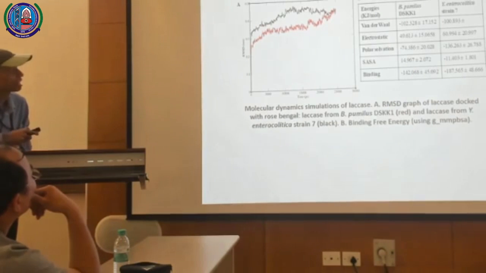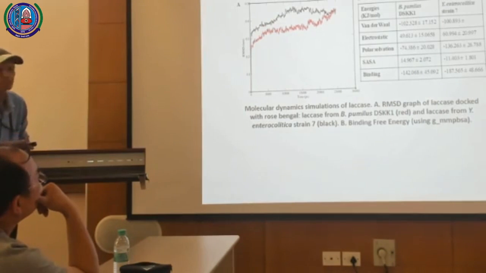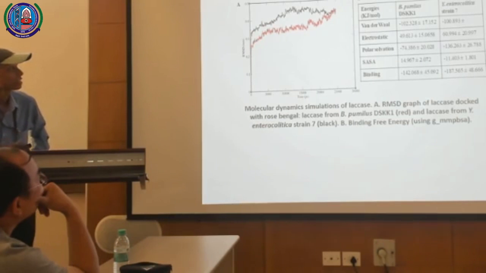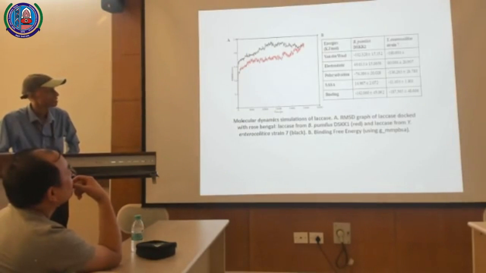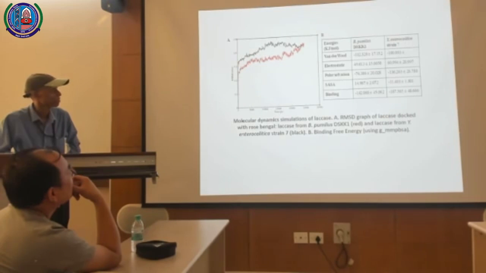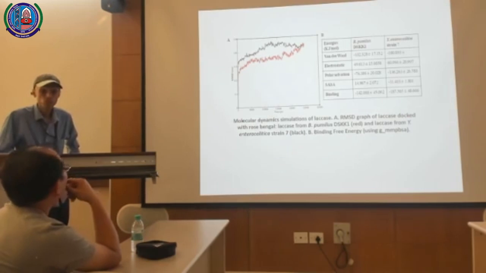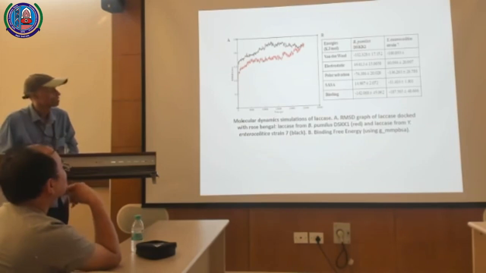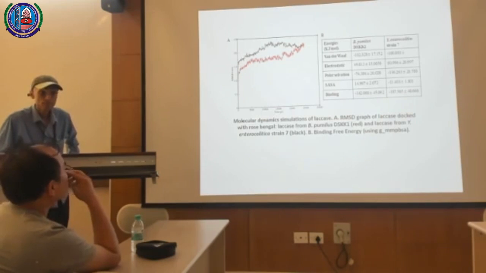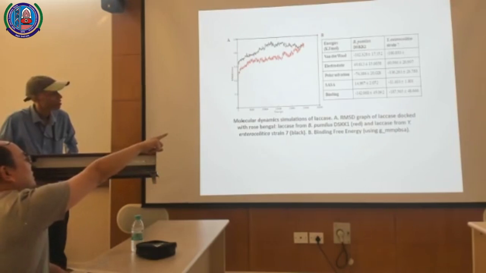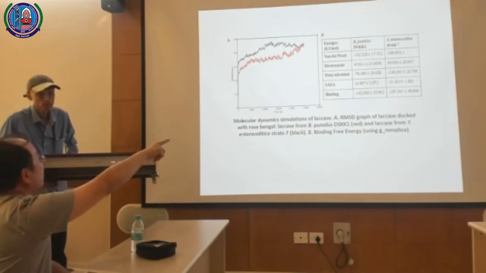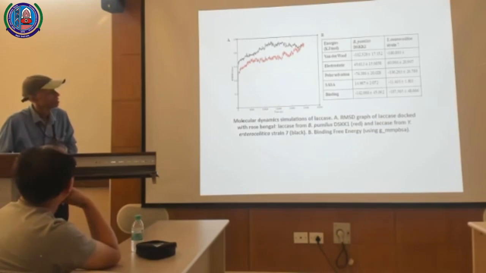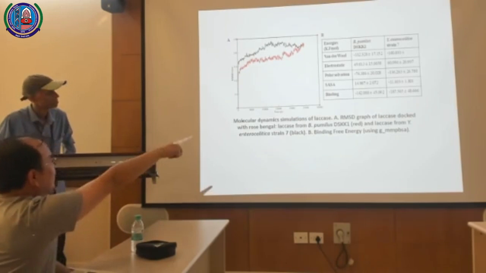So the RMSD graph is the data we need to generate to confirm the simulation. The van der Waals energy, electrostatic, SASA, interaction energy and binding energy are further used to validate the efficacy. My question is, you can compare the binding scores. Which one is better? The binding energies are different.